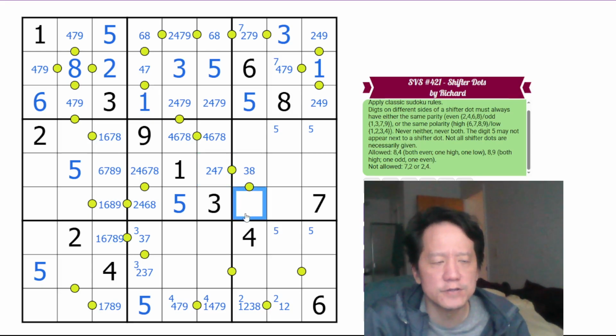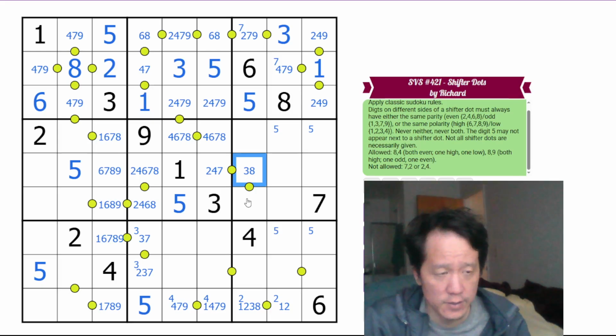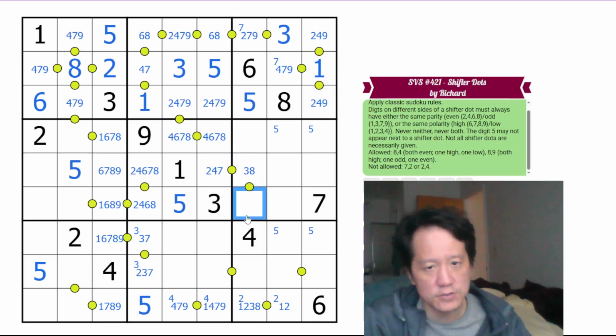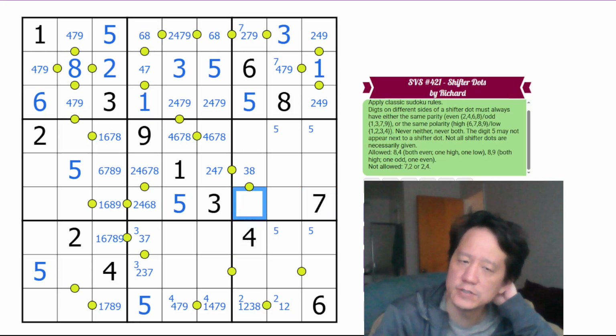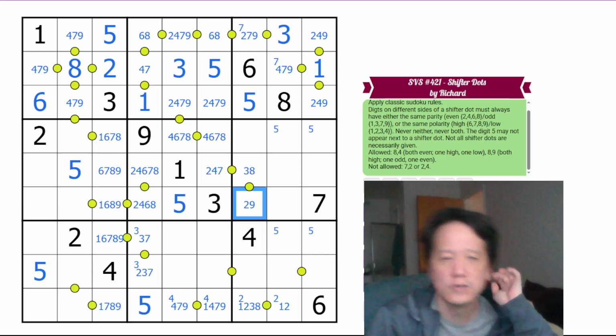So I think, okay, if this is 3, it could be next to 2, 4, 7, 9, right? If it's 8, it's also next to 2, 4, 7, 9. But it can't be 4, 7, so this is specifically 2 and 9 here.